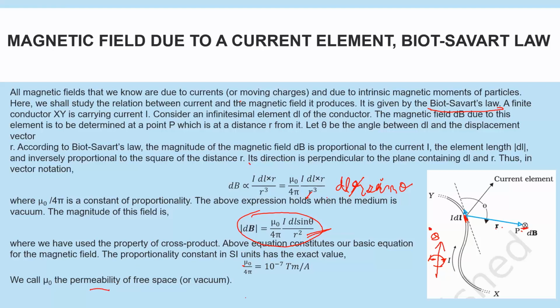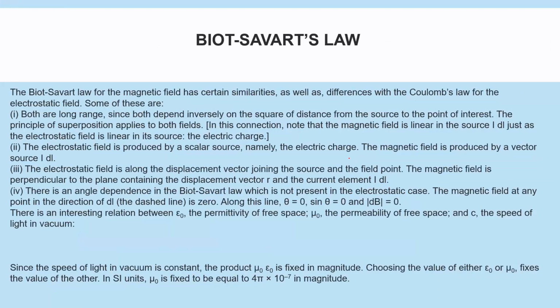Based on this equation we can find that there are some similarities with respect to the Coulomb's law that we had defined for electrostatics. We had already discussed this. So what are these similarities and differences? Both are long range since both depend inversely on the square of the distance. If the square of the distance is smaller, the field is going to vary accordingly.